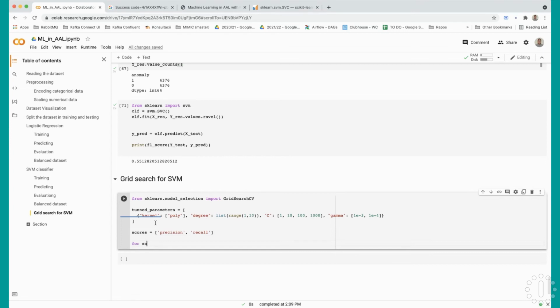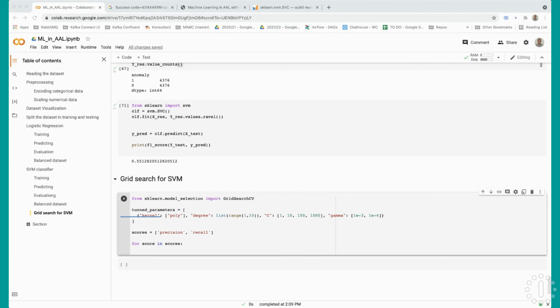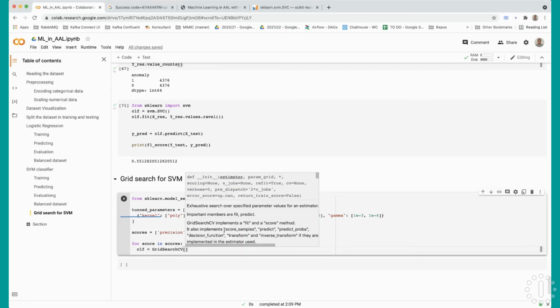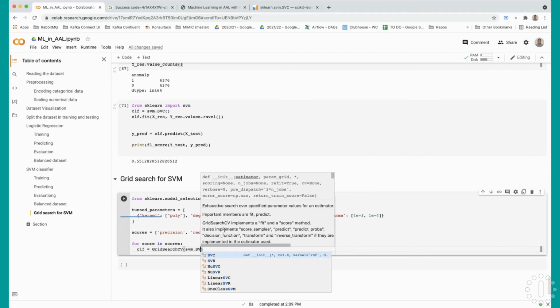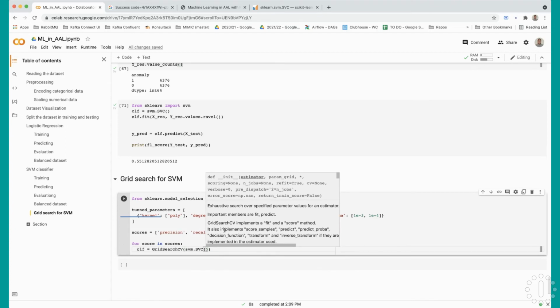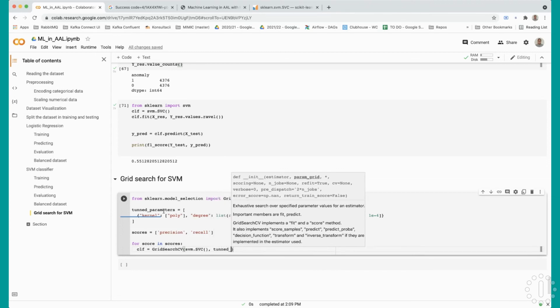And next thing, we are going to iterate for each score in the scores list. We will be starting to create a classifier that would be grid search cross validation. Over here, this constructor expects the estimator that we are going to use. We are going to use the SVC over here. And then it expects the parameters grid, that's this tuned parameters.